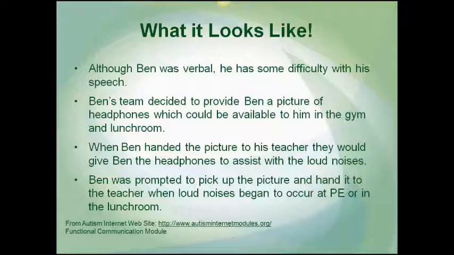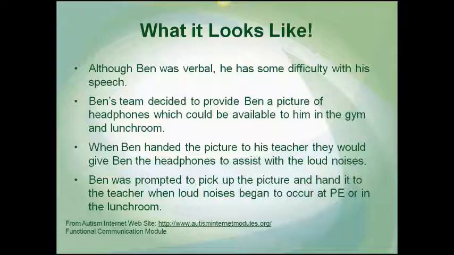So Ben is verbal, but he has difficulty with speech, and his team decided to just give him a picture so that he could use the picture and go over to the teachers in gym and lunch and hand the picture to the teachers, and then when he hands them the pictures, they give him some headphones to assist with loud noises. So basically, he used to just run out of the classroom when these noises were happening, and they're teaching him a replacement to that behavior.